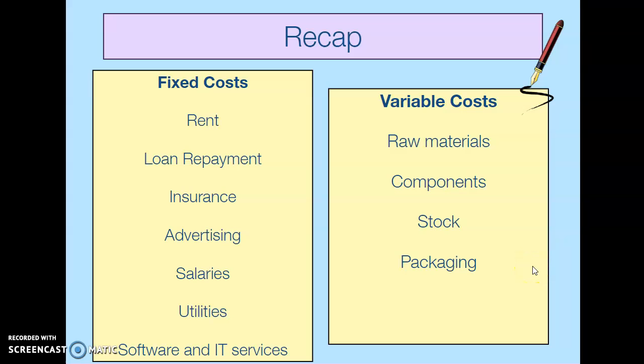Hey, I'm back. I just wanted to give you a quick slide in which we recapped the two categories of fixed costs and variable costs. These are the most common examples, and I took them from the specification, so they are the ones that you need to know. As fixed costs, we've got things like rent, loan repayments, insurance, advertising, salaries, utilities, software, and IT services. For variable costs, on the other hand, we have raw materials, components, stock, and packaging. If you don't remember these, have a look at the previous videos that I did about costs, please.